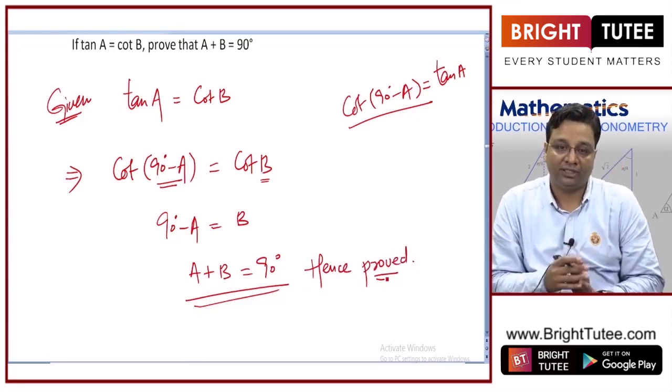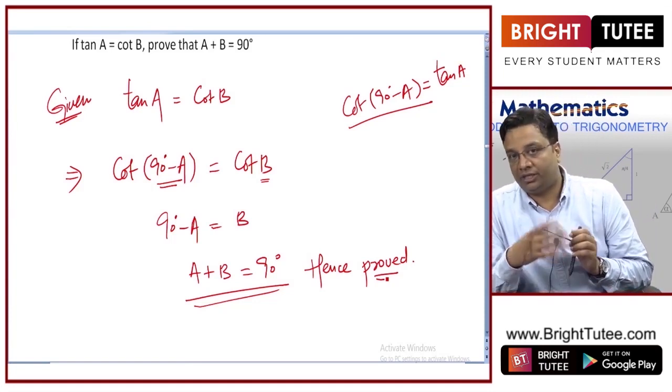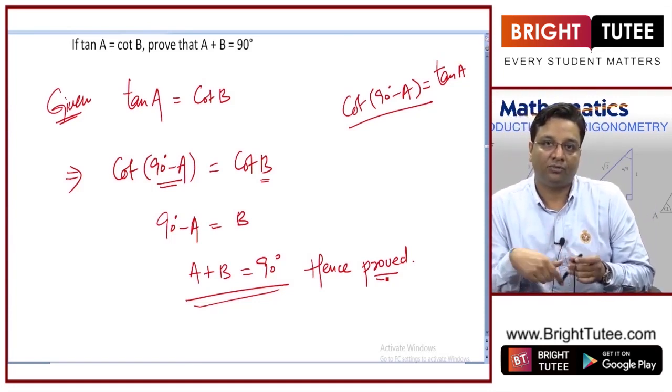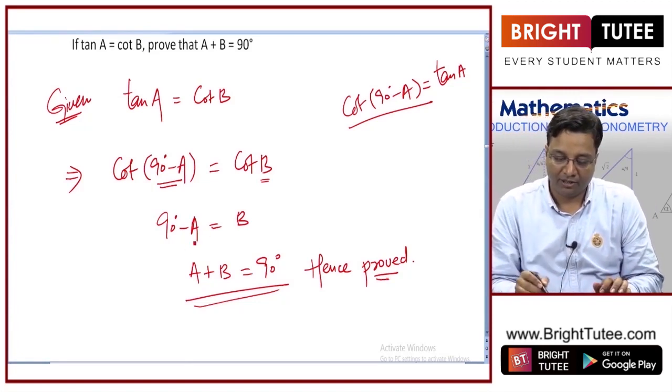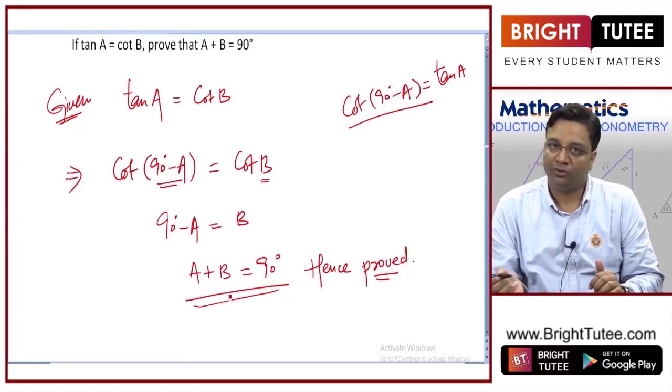This was a pretty simple question. Tan A has to be written as cot(90 minus A). Then you can compare the angles on both sides. And once you compare the angles, you will get A plus B equal to 90 degrees.